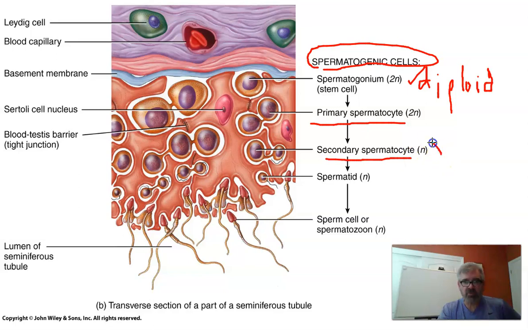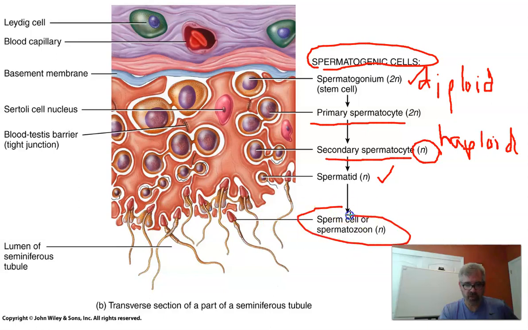Now, these, you notice, are in the 1n state. So we're going to refer to this as the haploid state. Okay, kind of hard to write with a mouse, but easier than pulling the board up and going back and forth. So they're in the haploid state, the 1n state. So now we only have 23 chromosomes because we're going to go through meiosis to get to that. The next level of maturity would be a spermatid, again, in the 1n state. And finally, once they reach maturity and come close to the lumen, then they become spermatozoa or sperm cells, which are located in the lumen.